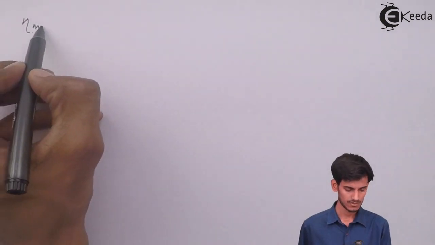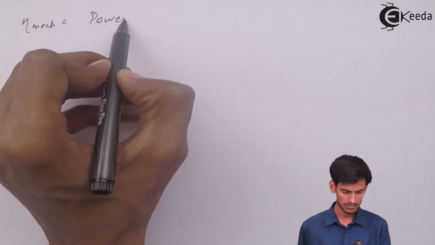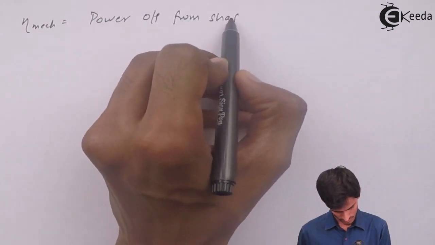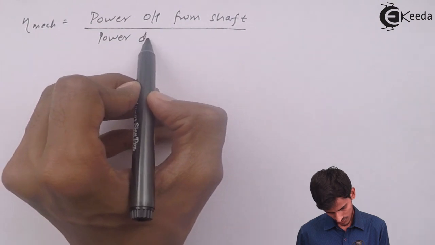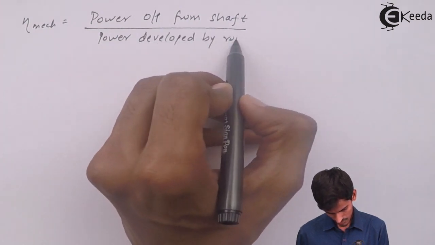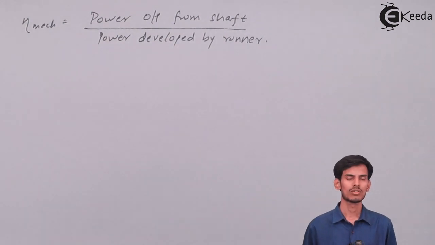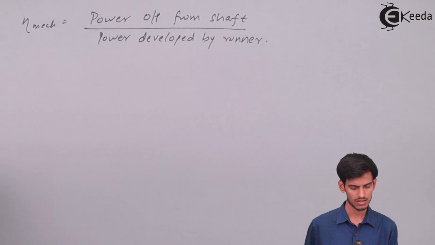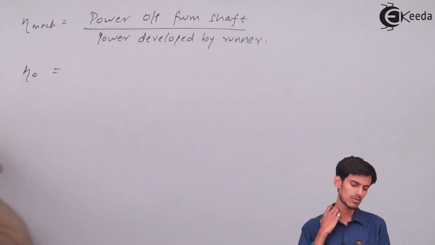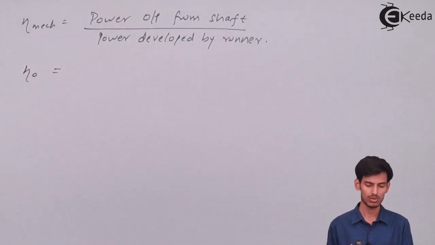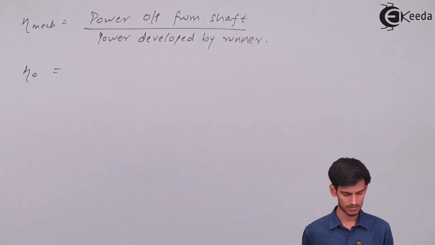Next is the mechanical efficiency. The same thing. Mechanical efficiency is nothing but the power output from the shaft divided by the power developed by the runner. That is the mechanical efficiency. And once you get the mechanical efficiency and the hydraulic efficiency, you can easily get the value of overall efficiency. So eta overall is nothing but power output from the shaft to the power input to the runner.